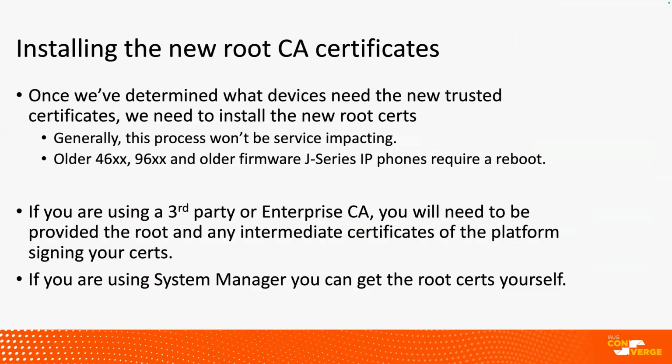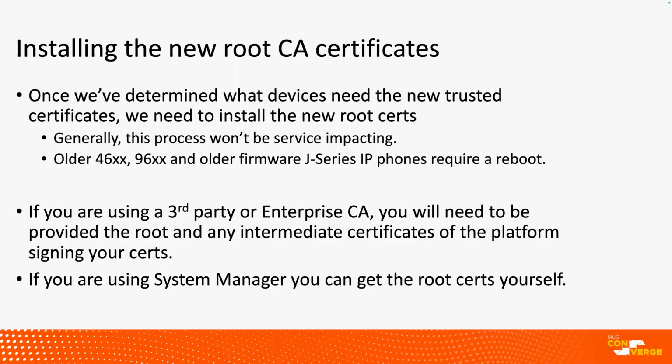The only exception that I generally run into is going to be on older versions of SIP and H323 phones, particularly the 4600 series phones and 9600 series phones. If you have a J series phone that is a modern firmware, those phones will not require a reboot to get new trust. They'll need a reboot when you get to the point of needing to install an identity cert, if you end up doing that on the phones. But J series phones won't require that.